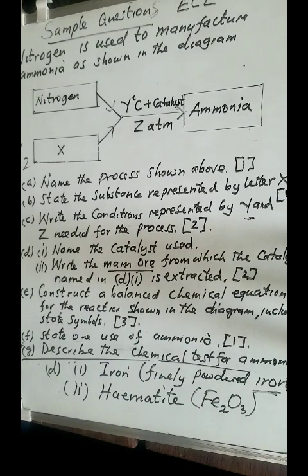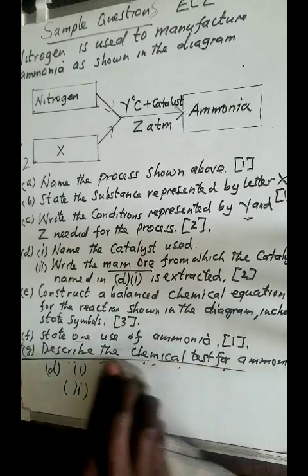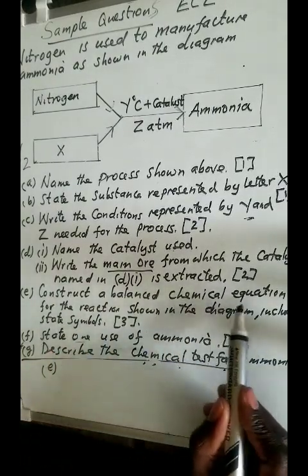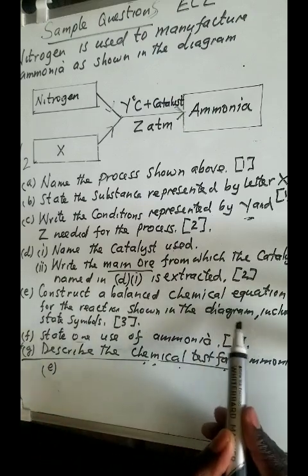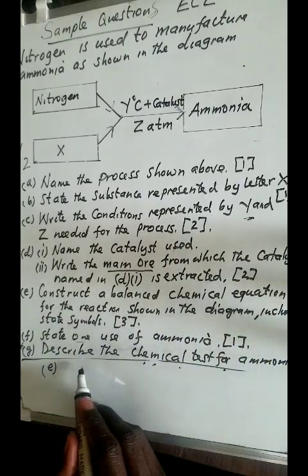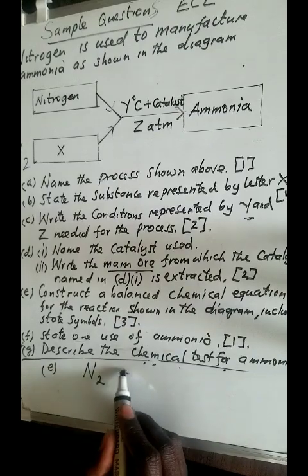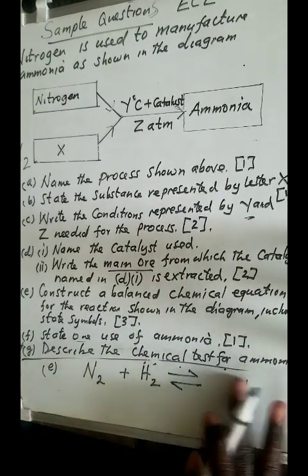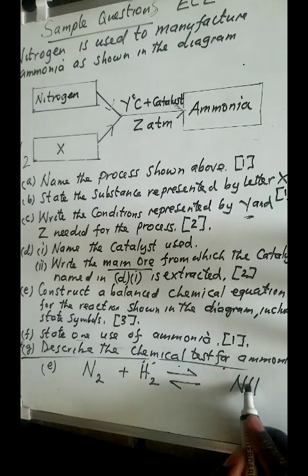Then the E part of the question says, construct a balanced chemical equation for the reaction shown in the diagram. Then they want us to include the state symbols. Remember what we said, nitrogen is going to react with hydrogen. This is a reversible reaction, so you need to show that it is a reversible reaction to produce ammonia. In this case, the ammonia is NH3. To balance the equation, there are 2 nitrogens, so you can put a 2 there. But remember, when you put a 2, hydrogen becomes affected. So that is going to be a 3 there.